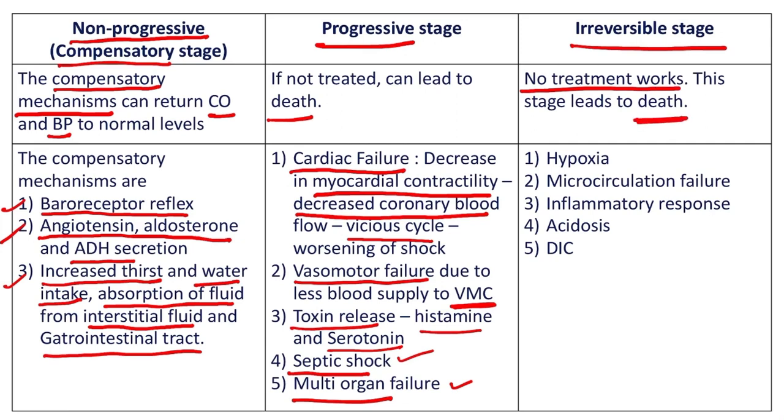So which are the mechanisms acting here? The mechanisms are hypoxia, microcirculation failure, inflammatory response, then acidosis and DIC, that is disseminated intravascular coagulation. So all these are the stages of shock. Out of these, the non-progressive or compensatory stage is important and the progressive stage is also important.